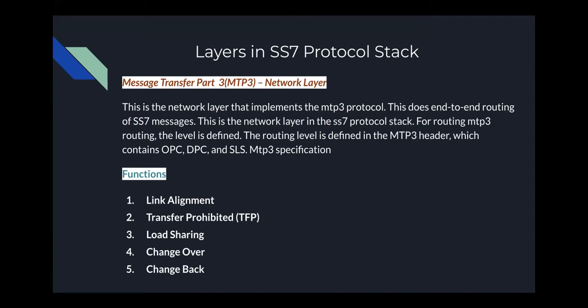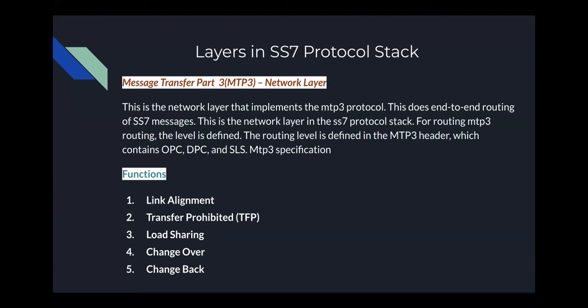Some functions of the layer include the link alignment. This checks whether all the links are aligned well, so that the message transfer protocol can proceed. There is the transfer prohibited, which checks if there is any node down. The load sharing, that is division of the workload, or the load, the message. There is the changeover and the change back.